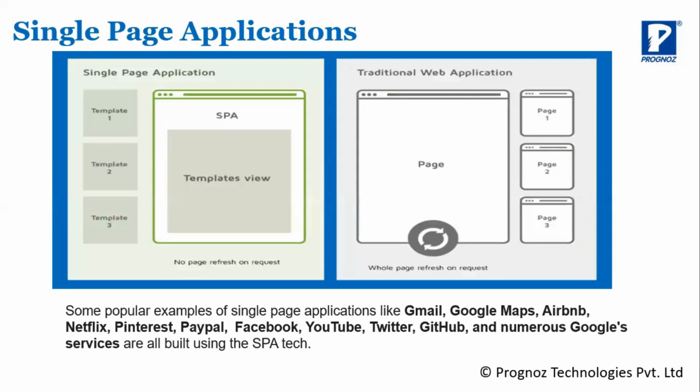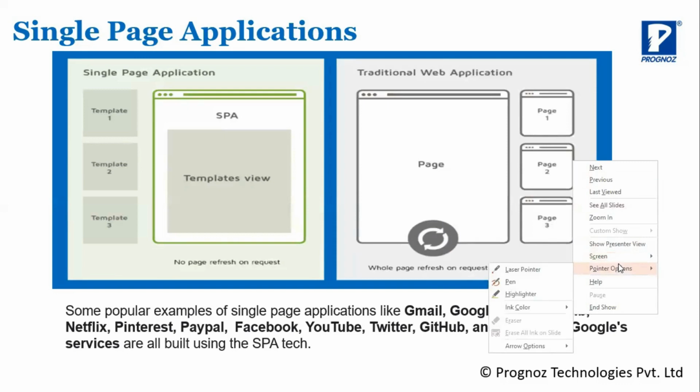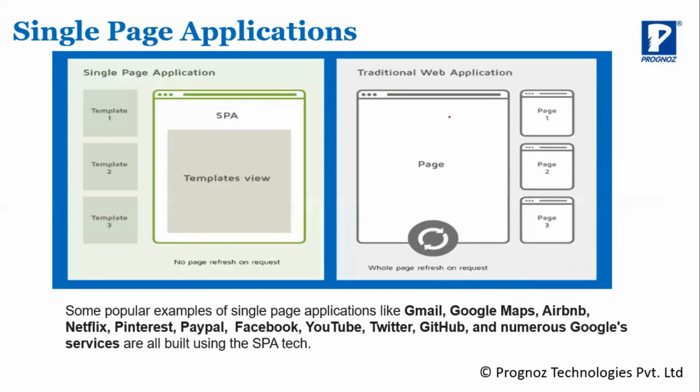So when you talk about a single page application, before going to the single page application technique, look at the traditional web application. पहले कैसे design होता था application? If you go for a traditional web application, there are many pages. When you click on any page, the entire page is going to refresh on the request. The whole page will be refreshed in the traditional web application.